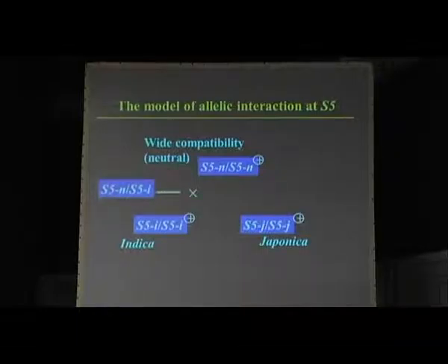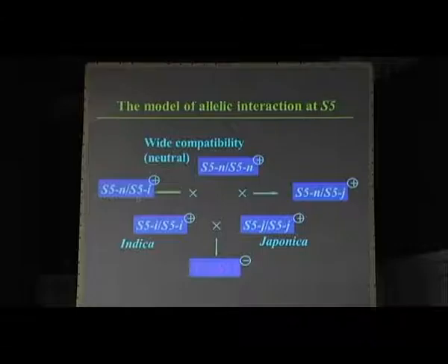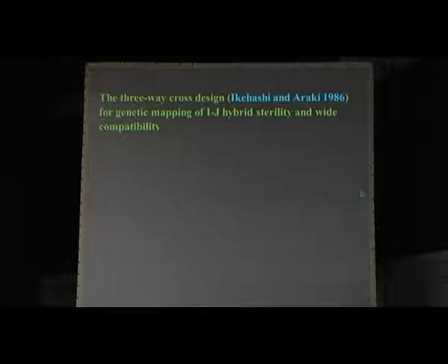So this is basically what it does among these three groups. If we make a cross between typical Indica and Japonica, that is the one at the very bottom, we are going to get sterile plants. If we make a cross between Indica and the wide compatibility group, we see normal fertility. And the other way around, if we cross Japonica and the wide compatibility group, we also see normal fertility.